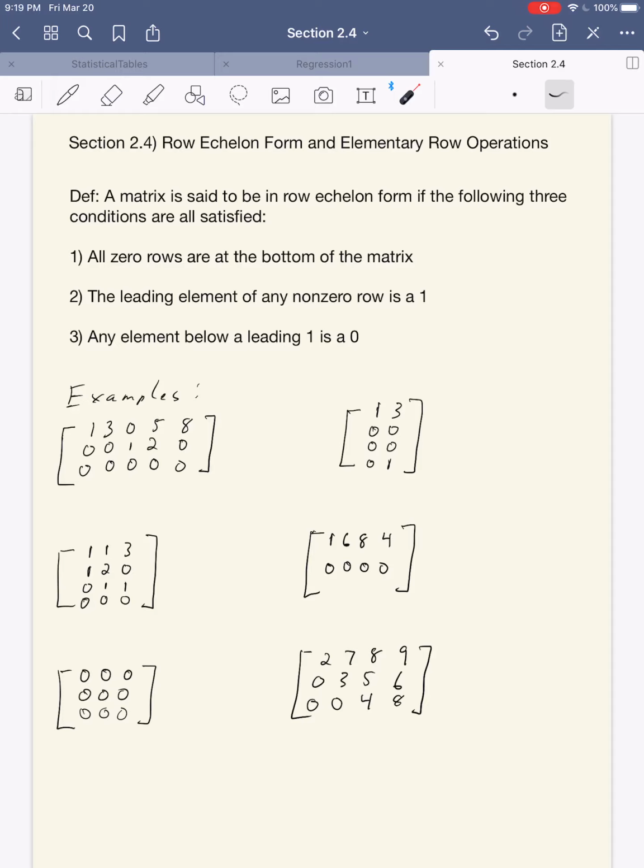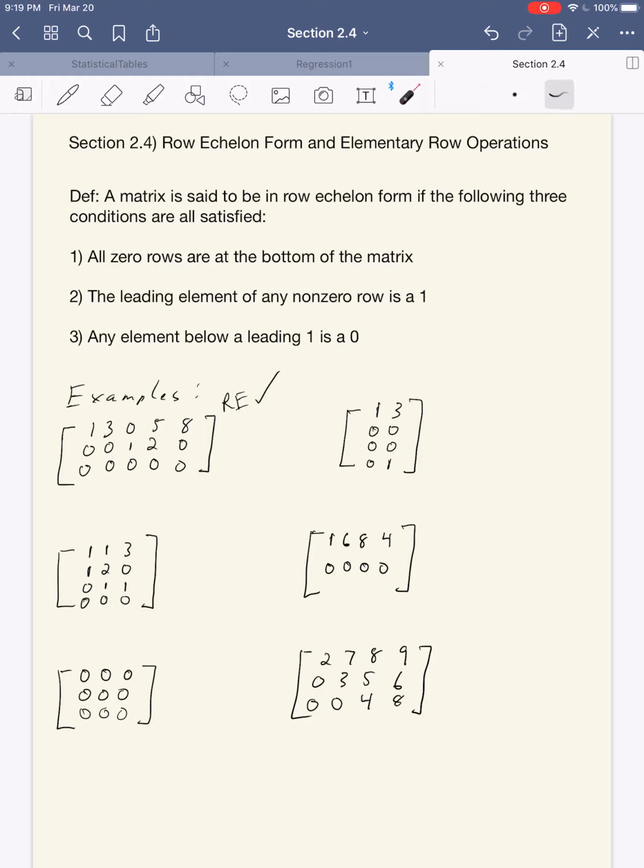Finally, we need any element below a leading 1 to be a 0. If we take a look here, there's one of our leading 1s. Everything below it is a 0. There's our other leading 1. Everything below it is a 0. So it does satisfy that third condition. So this guy here is in row echelon form.